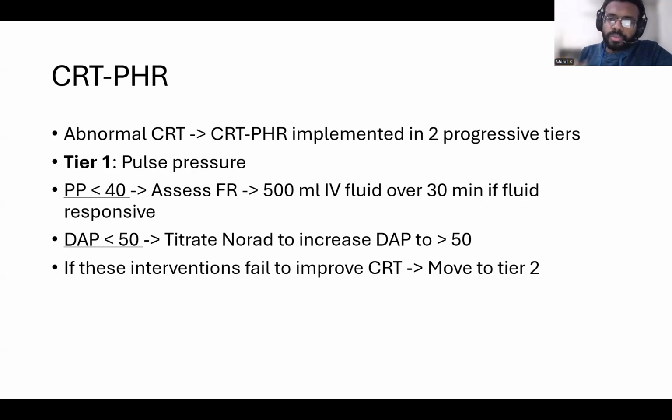In the CRT group, they were basically reassessing CRT regularly, about every hour or so. If these things fail to improve the CRT, then they will move on to the tier 2 strategy. So the tier 1 strategy is basically, one is pulse pressure, second is diastolic blood pressure.